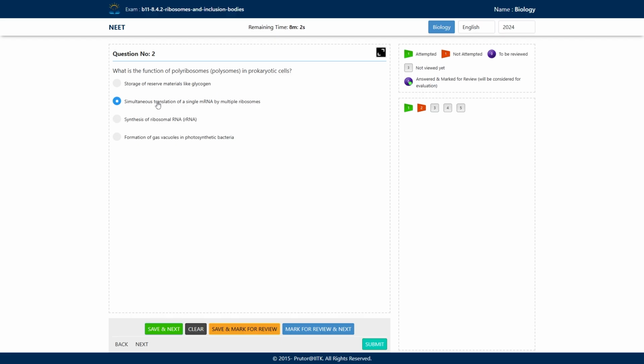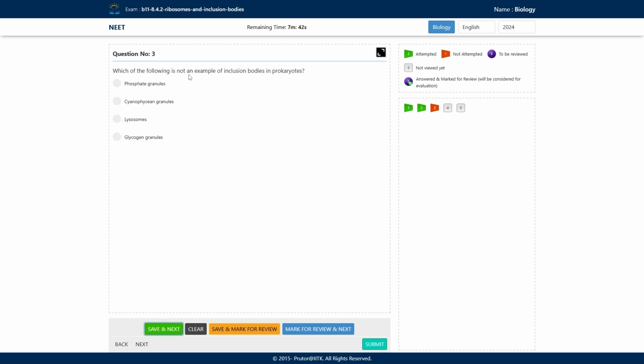See, option number B will be the correct answer here. So polyribosomes means many ribosomes, they attach to the mRNA and they carry out simultaneous translation of a single mRNA to produce multiple copies of that protein.